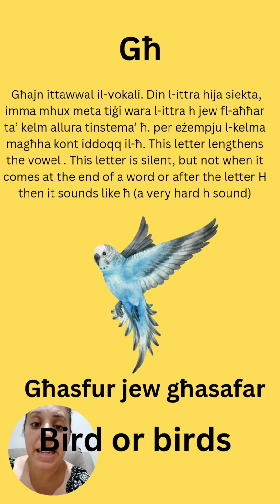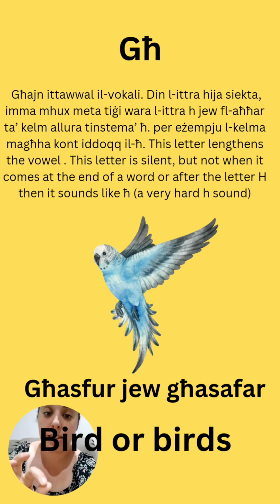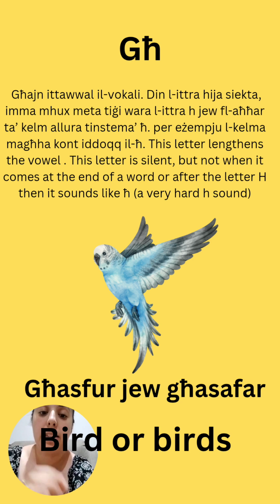Now, this letter is silent, but not when it comes at the end of a word. So if the G and the H is at the end of the word, or if the second letter is a H, then it's going to really sound out that h sound, but very hard h sound. Okay, so for this word, it's asfjur, asafar, which means bird or birds. Okay, so I'm really just emphasizing the vowel sounds.